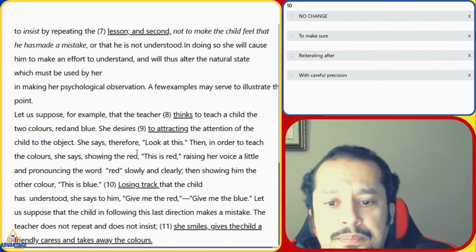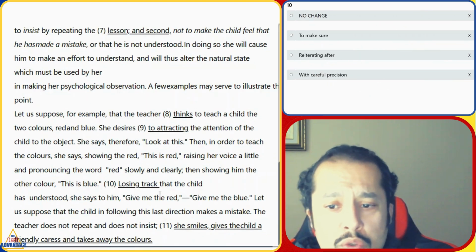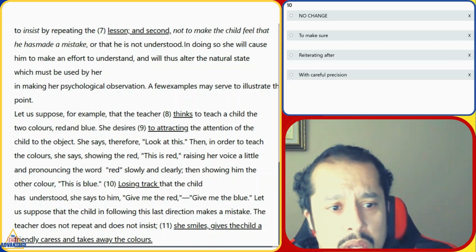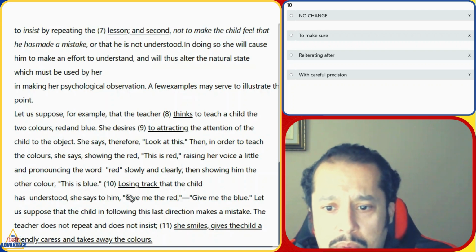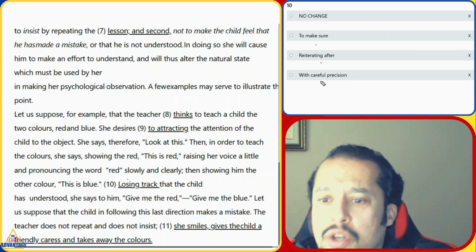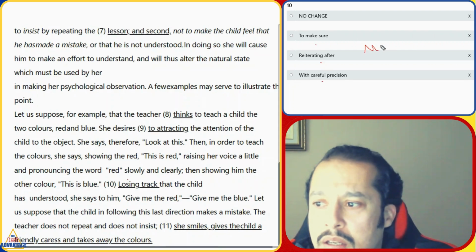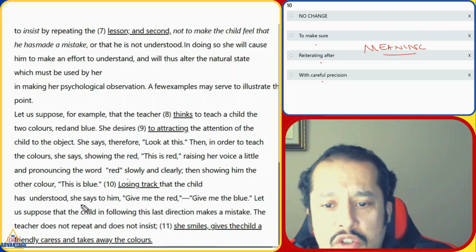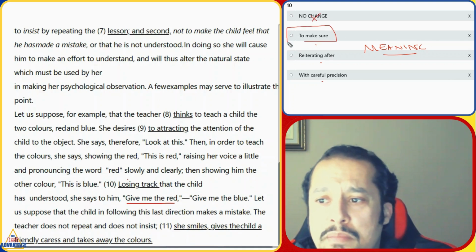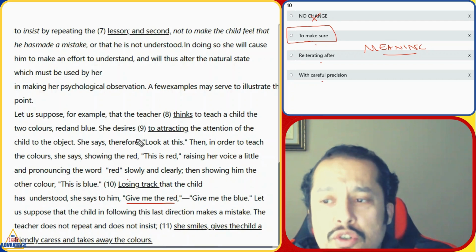Number 10, this blue. Losing track that the child has understood, she says to him, do we have a problem? Well, I don't know. To make sure. Okay. Meaning. Check meaning here. So she's losing track. That child has understood. She says to him, give me the red. No, she's not losing track. She's making sure the child has understood. Ashen in context. Look at this.